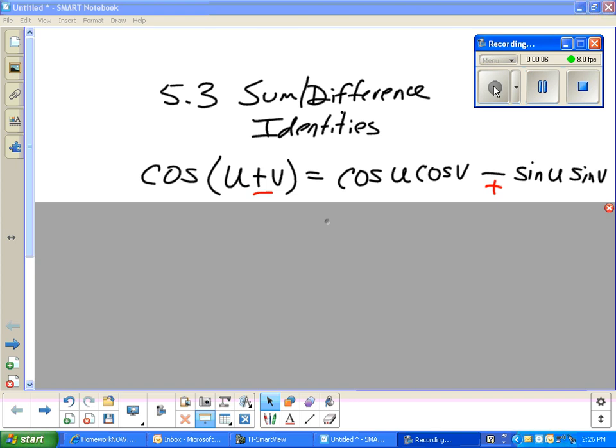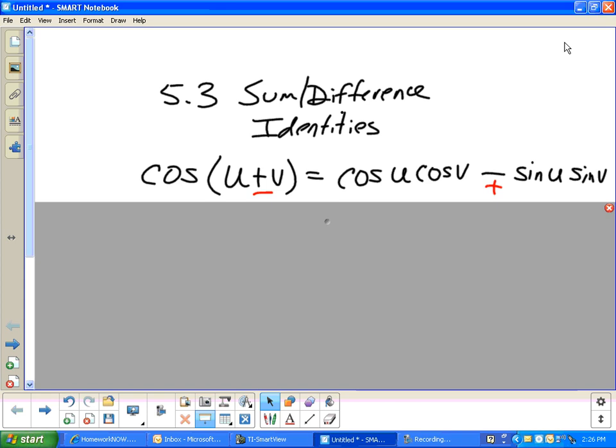All right, we're doing 5.3 sum difference identities, and we are picking up where we left off on Friday. On Friday, we went through this elaborate proof of why the cosine of u plus v is equal to cosine u, cosine v minus sine u, sine v. And if you reverse the sign and make it cosine u minus v, you just reverse the sign over on the right side and you get cosine u plus v.